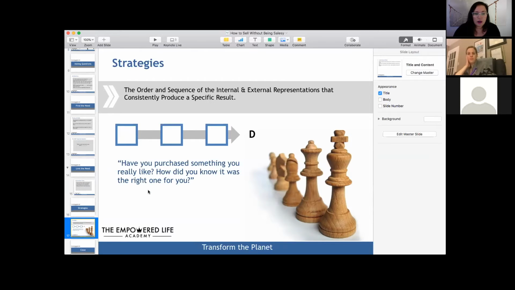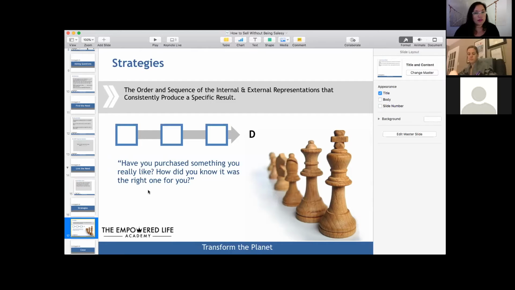Another way to do this very conversationally is ask them about something that they're wearing. I really like your watch. Did you buy that for yourself? How did you know that was the right one for you? How did you choose that? Or you can ask them about their career. You can say, you're a teacher. How did you know that that was the right career for you? How did you decide that was the thing you wanted to do? And listen to their words.